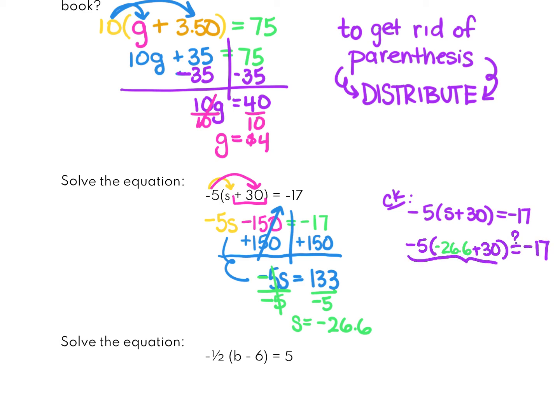The good news is our calculator knows order of operations, and you can plug this in exactly how it's written. I want you to practice this now. -5, open parentheses, minus 26.6 plus 30, close parentheses. When you hit enter, you should see that it's going to be -17. So the -17 on the left equals -17 on the right, and it checks.